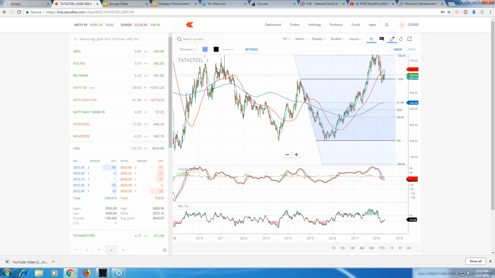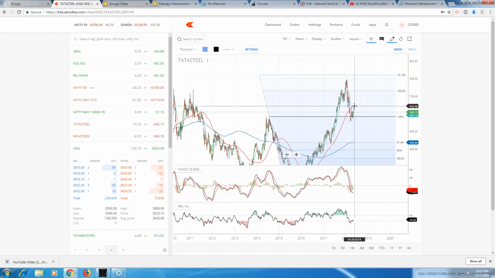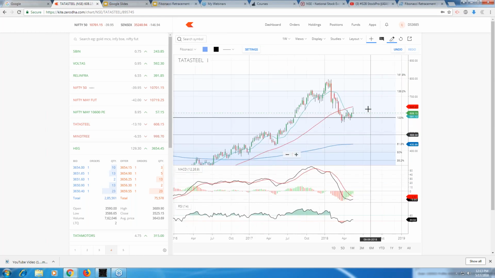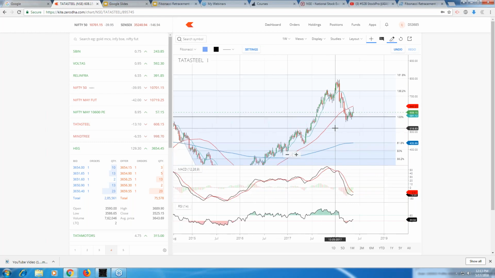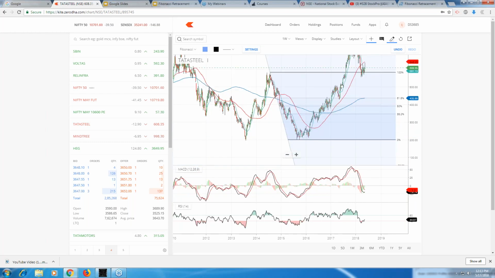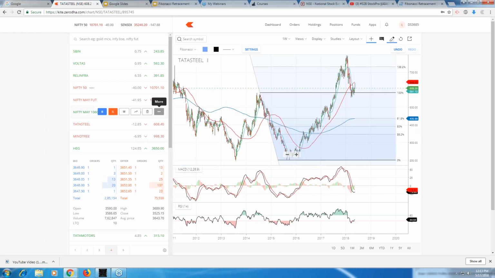Extension means you will see that it has crossed 123.6%, then it crossed 138.2%, then it touched almost 161.8% and is retracing from there back. Right? So this is how you can use the Fibonacci series. Hope I'm making sense, and if you have a problem, you can again discuss it with me.